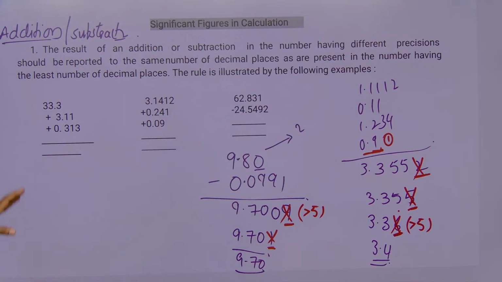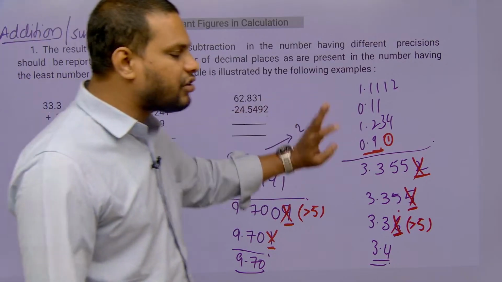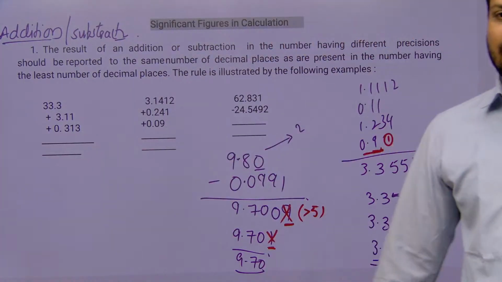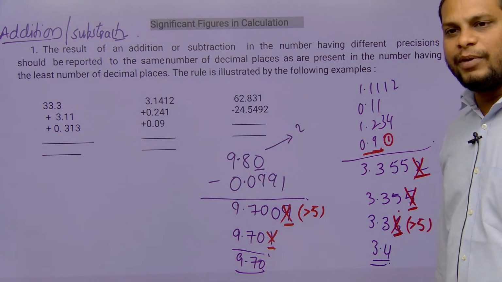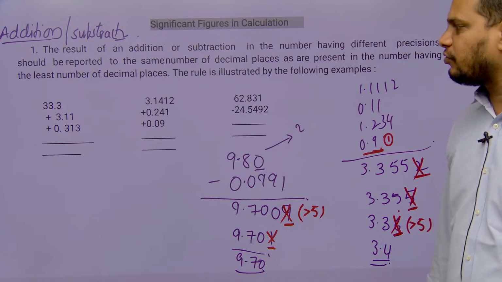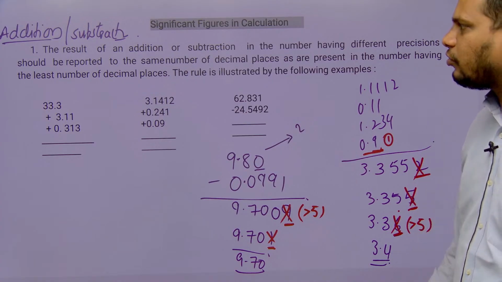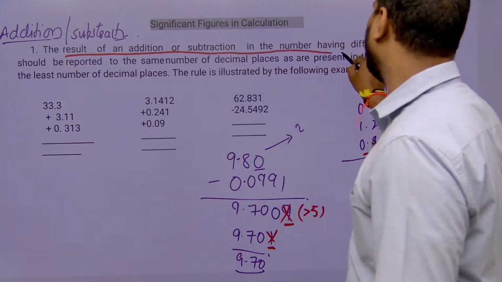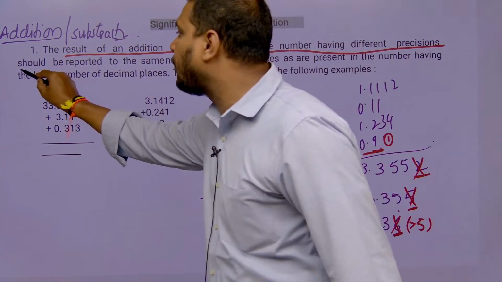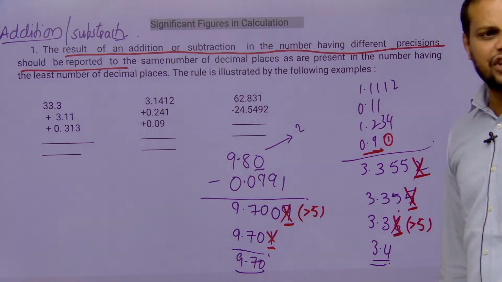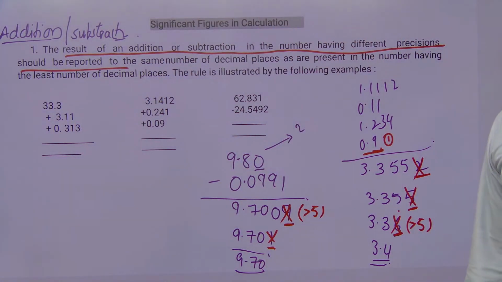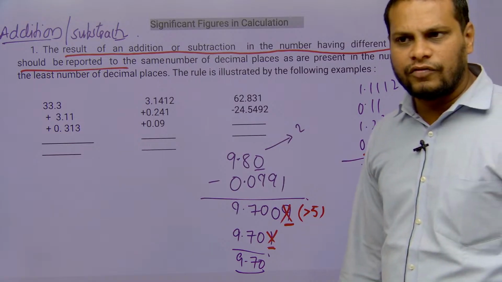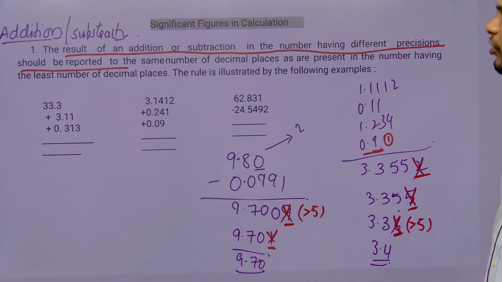Now what is the concept behind this? In addition or subtraction, the final value will be adjusted to the number with the least decimal digits. The resultant of addition or subtraction is for numbers given with different precisions. Precision means, as I told you yesterday, if a number has more decimal digits, it has more precision.